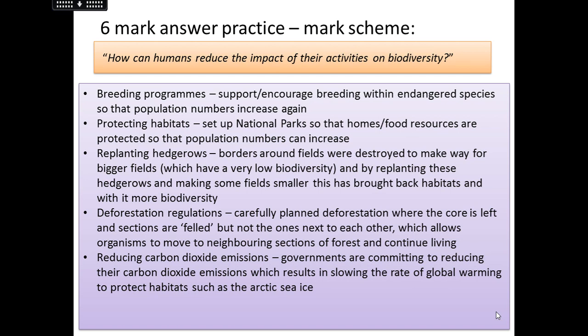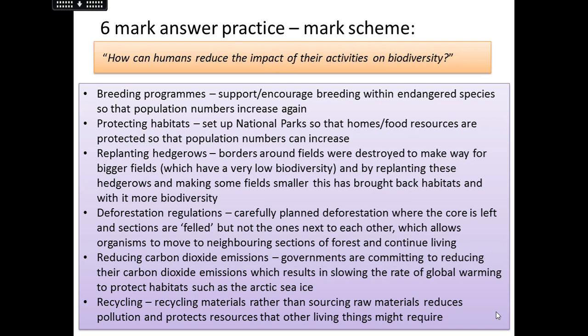We can talk about that. And finally, recycling. So rather than using those raw materials and reducing pollution, we can use these materials again in a different way. So it stops other living things that might require those resources from being at a disadvantage. So hopefully you can see where the 6 marks comes from. You only need to mention 3 different ways. You need to tell me what the way is, give me a little bit of description of it, and how specifically it actually helps to encourage a better biodiversity.